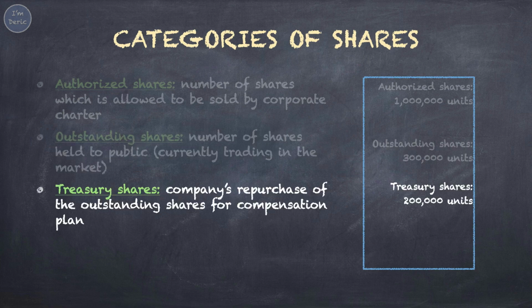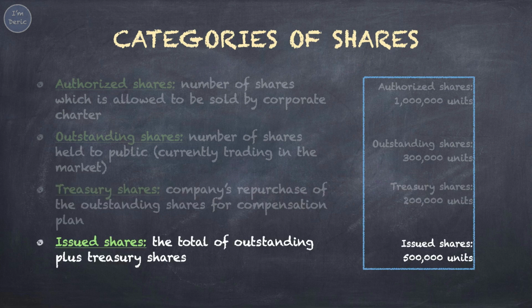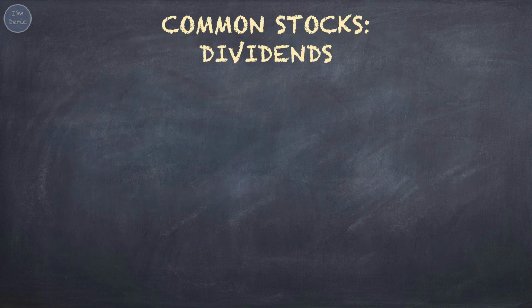Treasury shares, the company's repurchase of the outstanding shares for compensation plan. For example, the company buys back its own shares, 200,000 units. Issued shares, the total of outstanding plus treasury shares. 300,000 plus 200,000, so there are 500,000 units of issued shares. Next, we will talk about dividends.